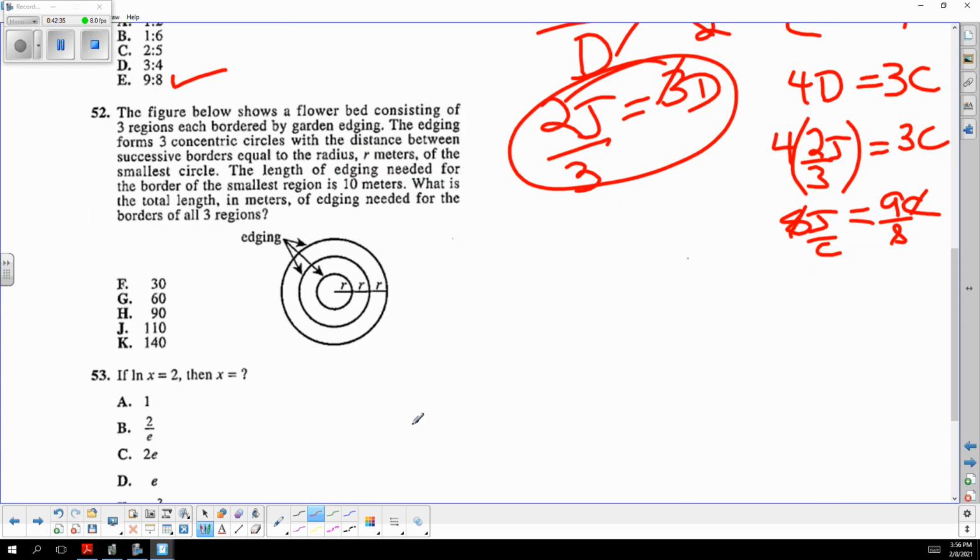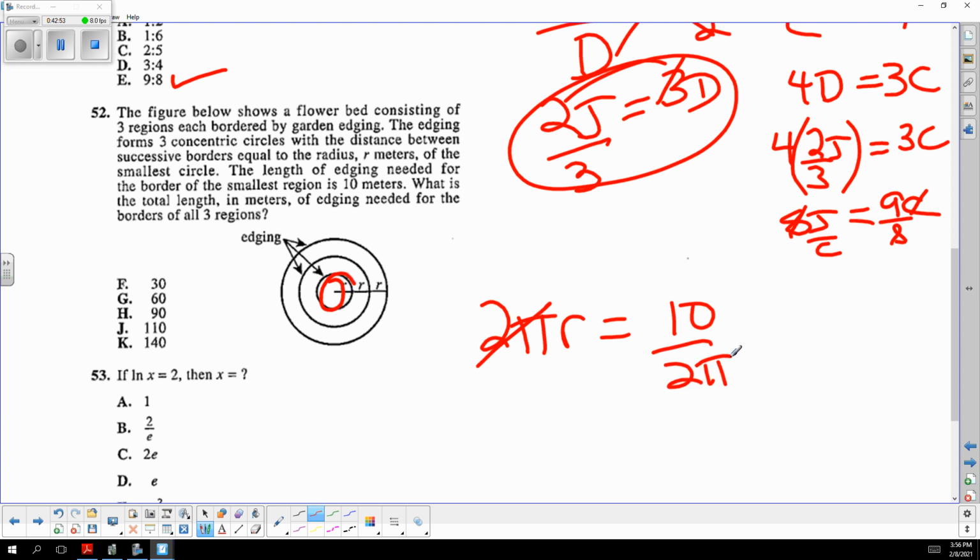52, you'll be glad I misread it and missed it when I did it the first time. It's 2 pi r, the circumference. How much you need here is 10. So the radius is 10 over 2 pi.